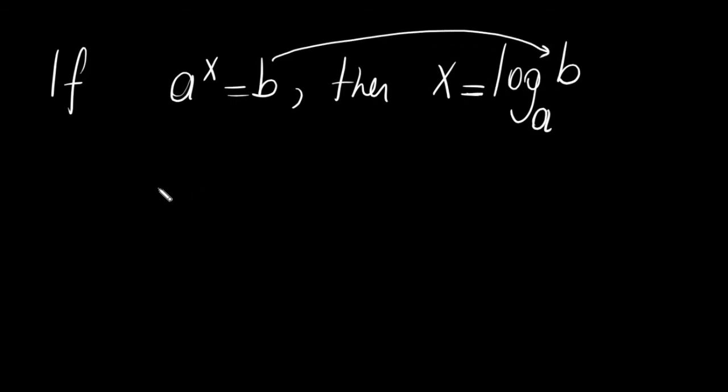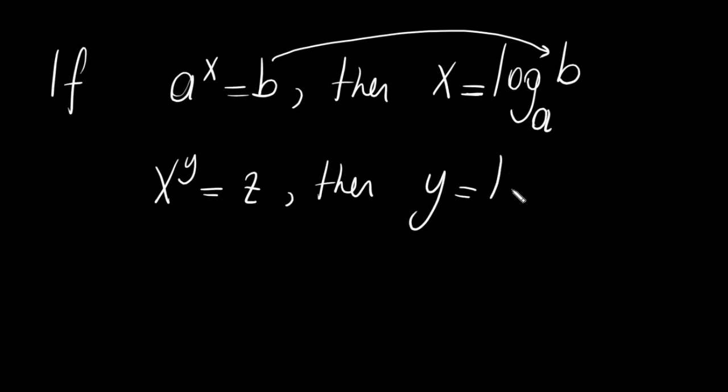So let's say that we have x to the power of y is equal to z. Then our exponent is y, as you can see here. So y is going to be, let's write log. And then what is the base here? So the base is x. So we are going to write x here as a base. And z is going to be right over here. So y equals log base x of z.